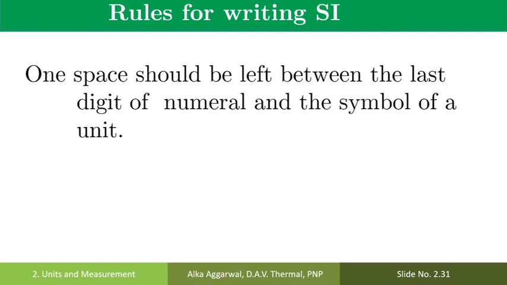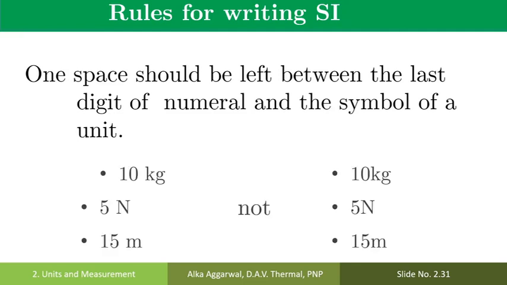One space should be left between the last digit of the numeral and the symbol of the unit. If we have to write 10 kg, then we should not write it in this way. There should be a space between the 0 and k, and it should be written in this way. That is, there is a space between the last numeral and the unit. 5 newton, not in this way, but with a space. 15 meter in this way.